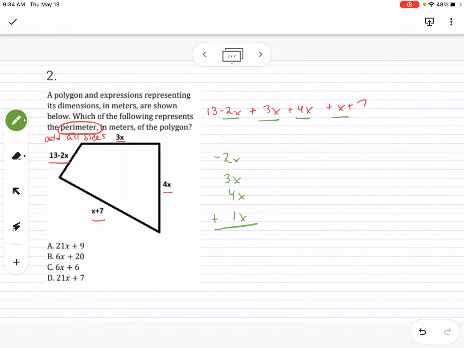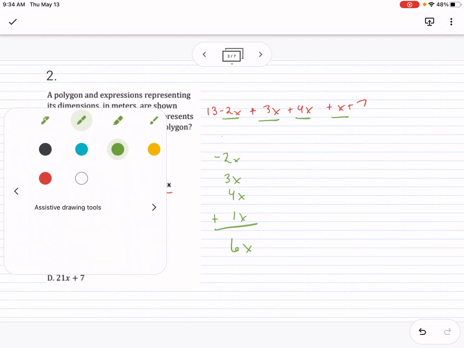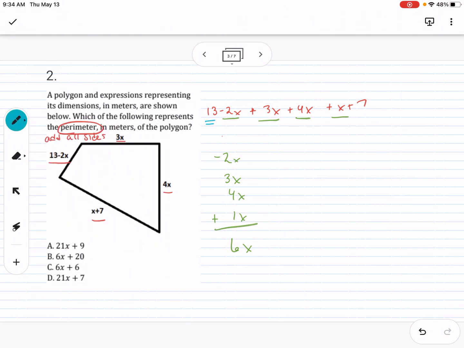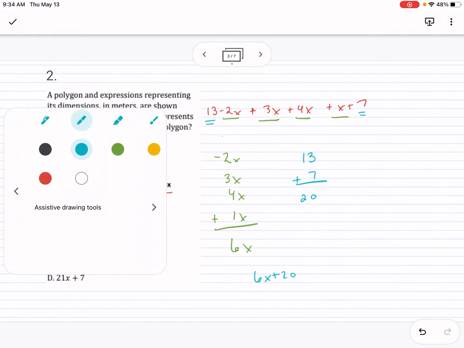I'm going to do this going backwards because I like the negative 2. It's like a minus 2. So 1 plus 4 is 5, plus 3 is 8, minus 2 would be 6x. Then I'm going to do my constants. So I have 13 and 7. You add those together, you get 20. So here our answer would be 6x plus 20. And again, we're combining like terms.